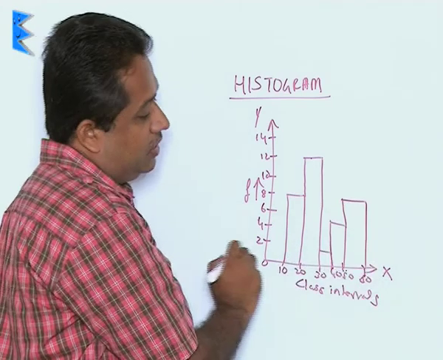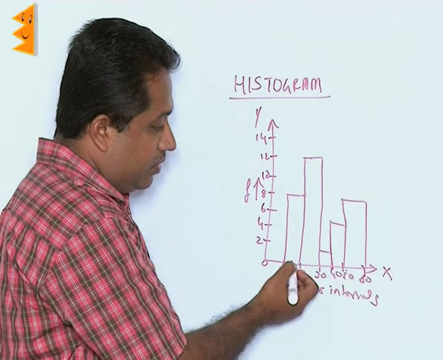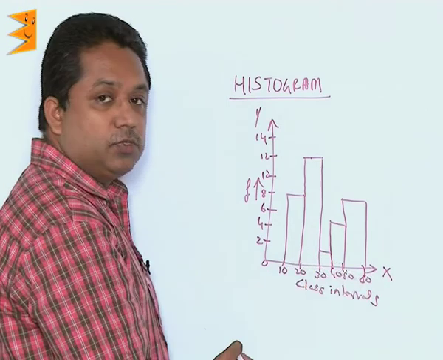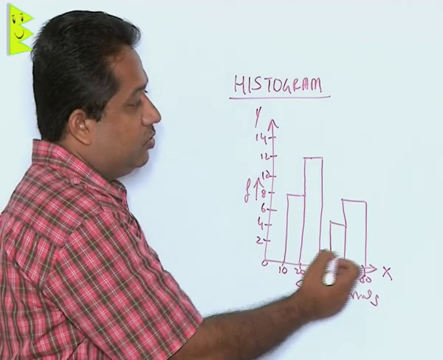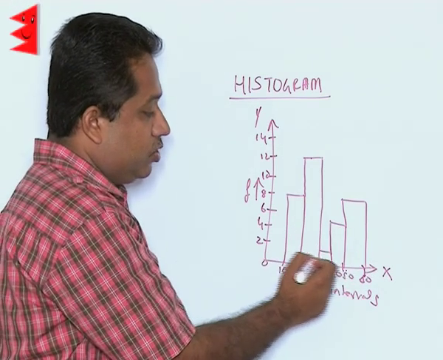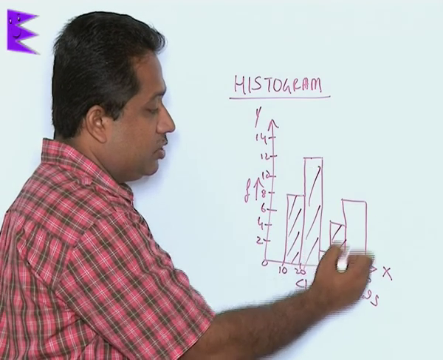So, we get a figure like this, and we observe that between these intervals the graph does not have any space. It is one after the other, 10 to 20, 20 to 30. So, this type of figure, where there is no spacing between the rectangular boxes, is known as a histogram.